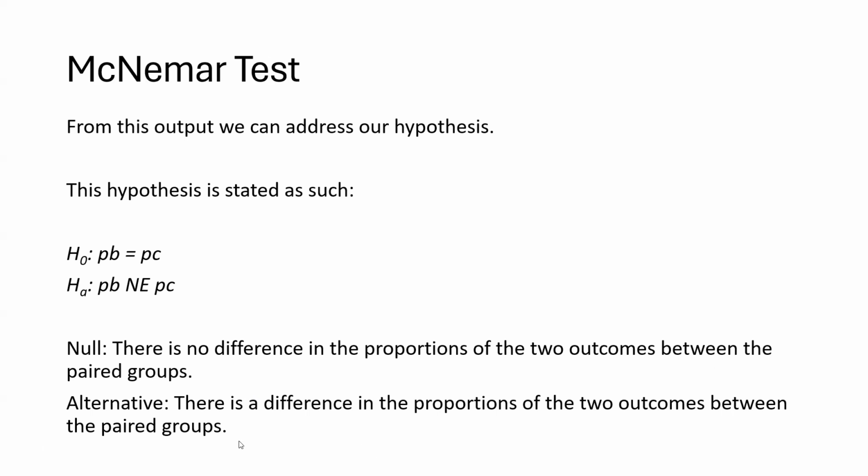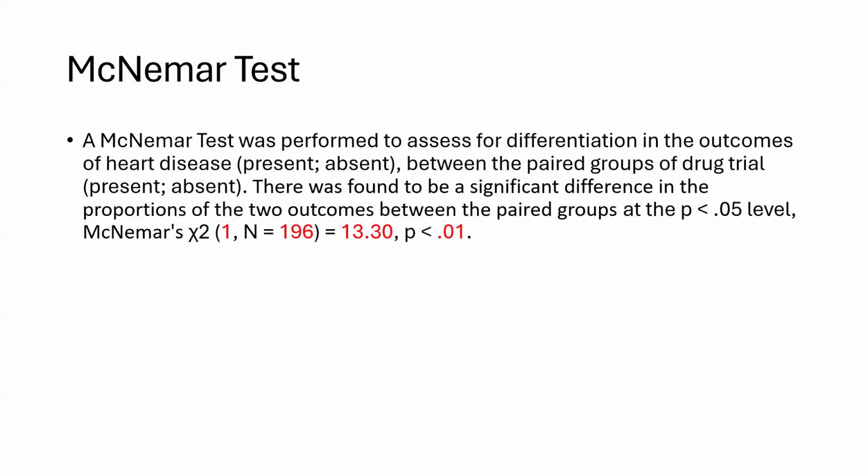Because our p-value was less than our alpha value of 0.05, we reject the null hypothesis, and we would state that there is a difference in the proportion of the two outcomes between the paired groups. So therefore, we would state our findings in APA format.